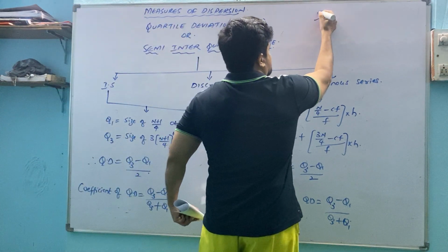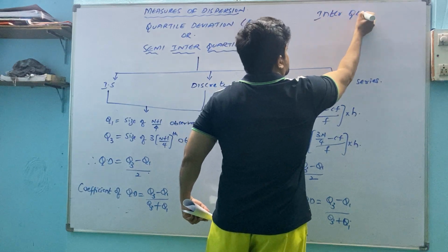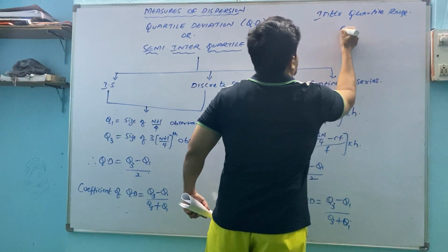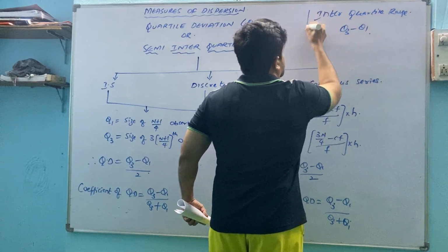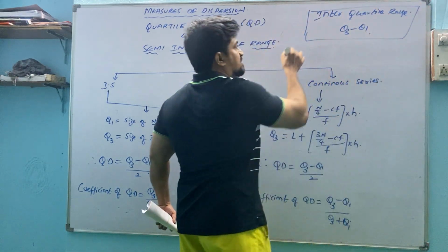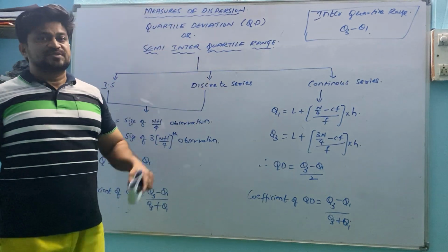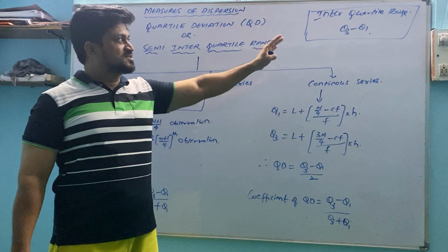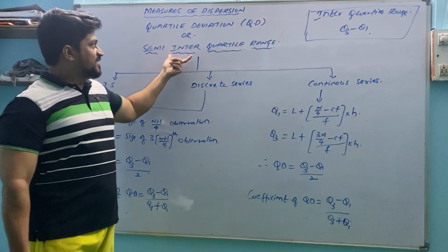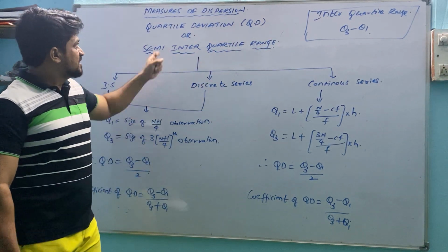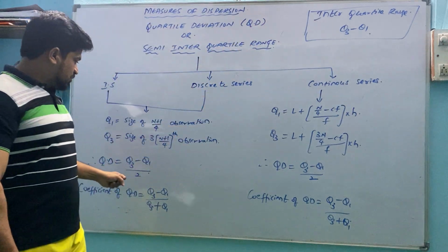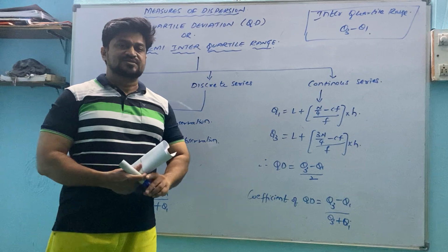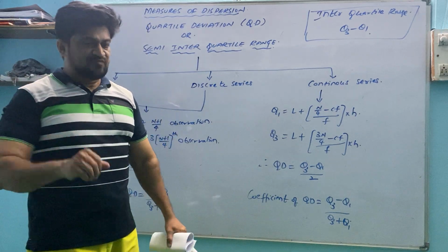Interquartile range means Q3 minus Q1. Semi-interquartile range means half of interquartile range. So we can consider interquartile range as Q3 minus Q1, and semi-interquartile range as quartile deviation, half of Q3 minus Q1.